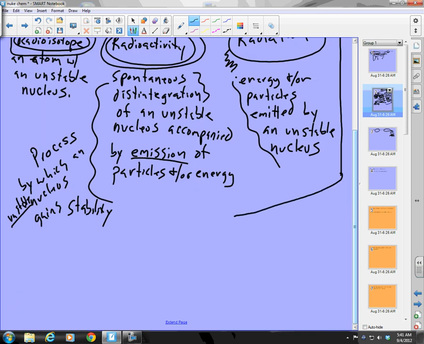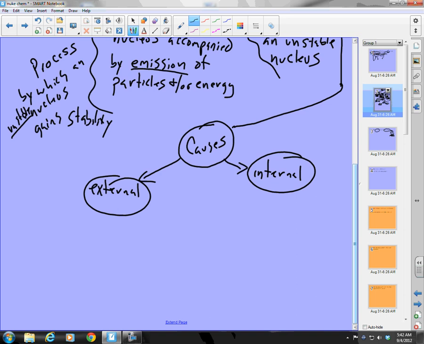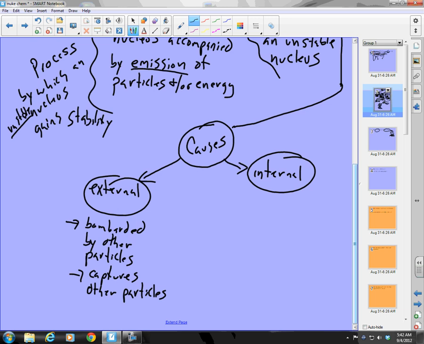And let's come down here and talk about the causes of radioactivity, right? What causes an unstable nucleus? And I like to break this down, and there are two general causes, I guess, an external cause and an internal cause. Or really there are a couple internal causes. And what's an external cause? What could cause a stable nucleus to become not stable? Well, if it is bombarded by other particles, or if it captures energy in other particles, this could lead to a stable nucleus becoming unstable.